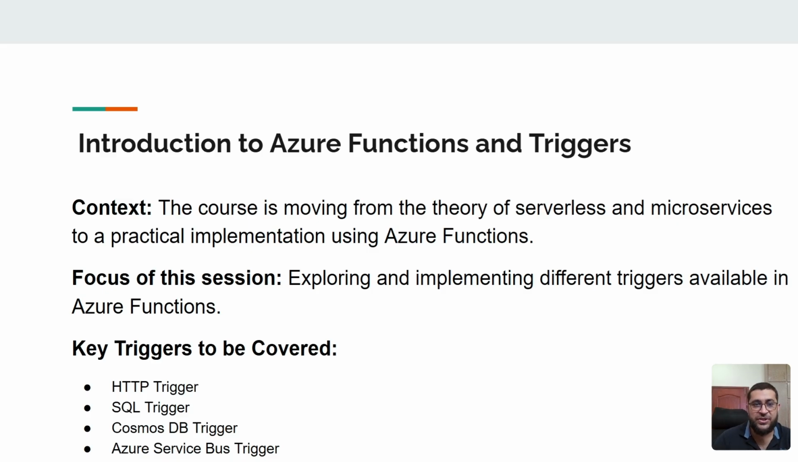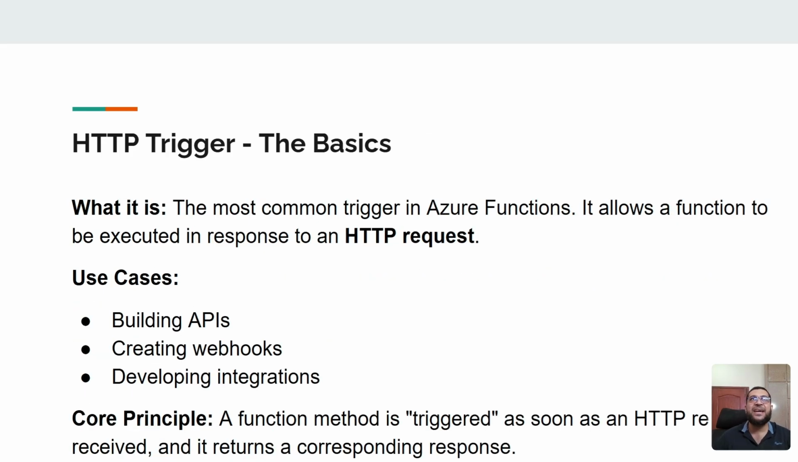This is our agenda for this session. We will explore different triggers like the HTTP trigger, SQL trigger, Cosmos trigger, and Azure Service Bus trigger. So we will see this practically with the help of Visual Studio and the Azure portal. So the first one is the HTTP trigger.